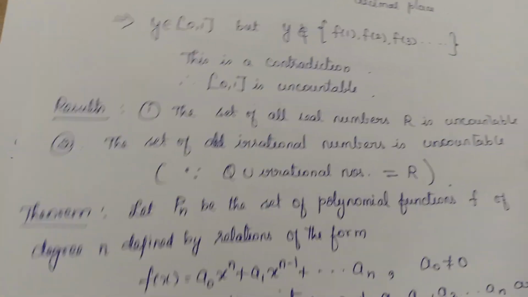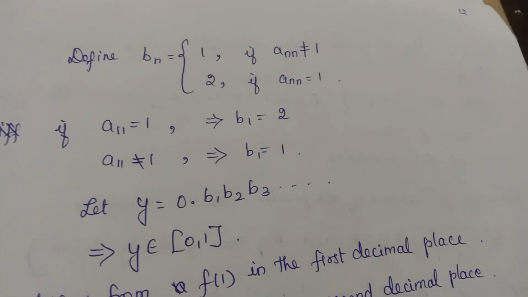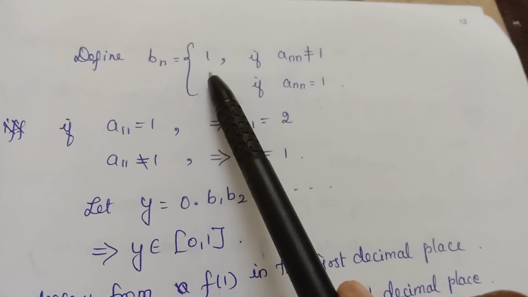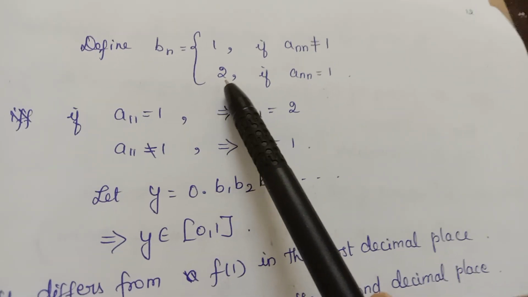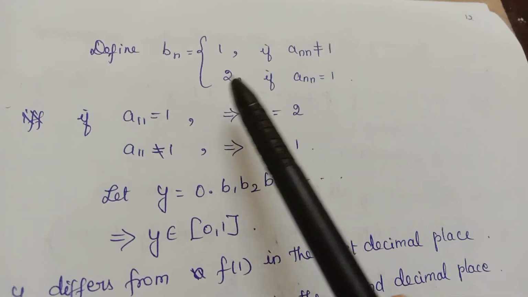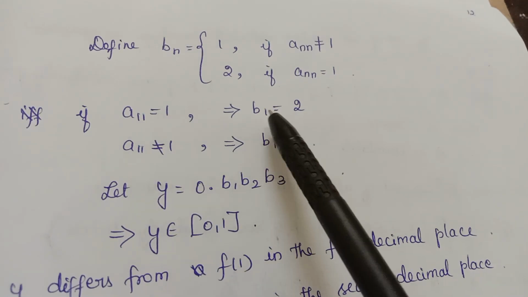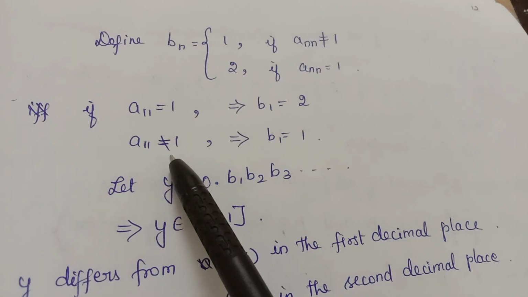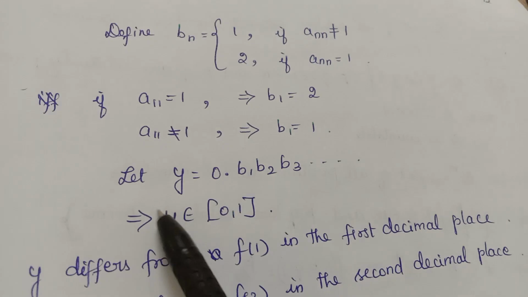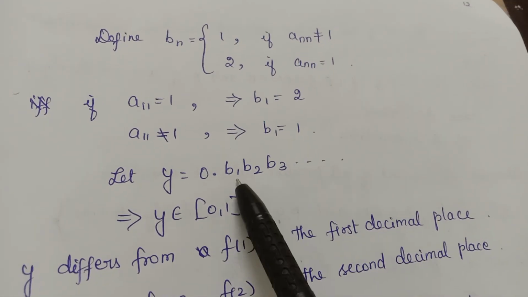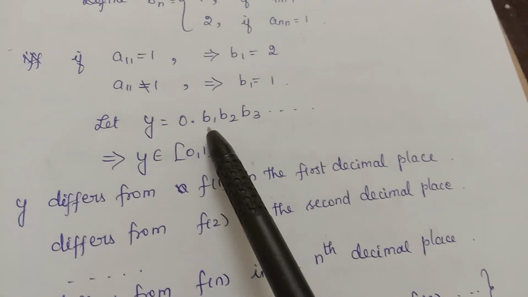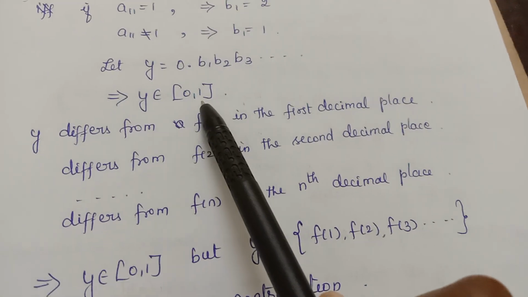Now let me define a new decimal number with bn. I am going to take bn equal to 1 if ann is not equal to 1, and bn equal to 2 if ann is equal to 1. Then if a11 equals 1, b1 will be 2; if a11 is not equal to 1, b1 equals 1. Let me define one number y = 0.b1 b2 b3 etc. Here definitely this number is a decimal number, so it belongs to (0,1).